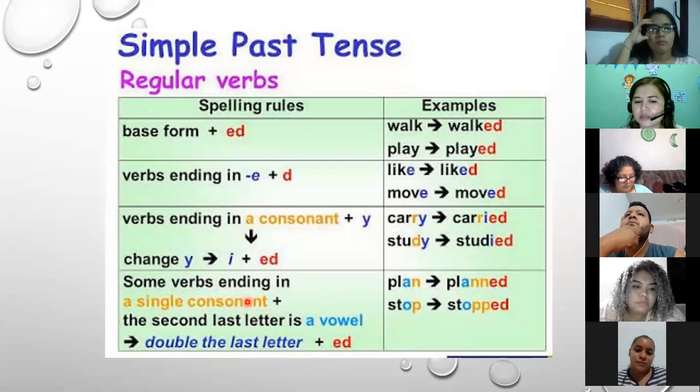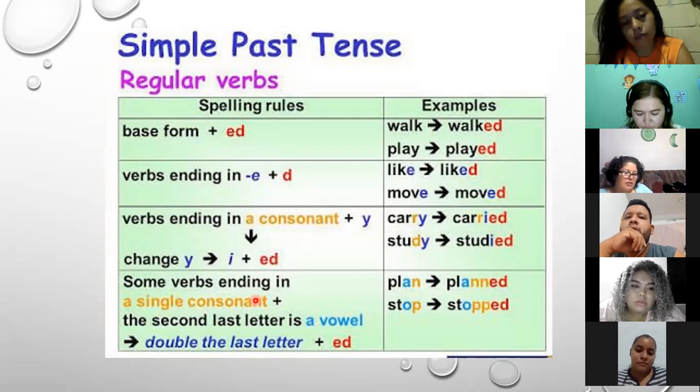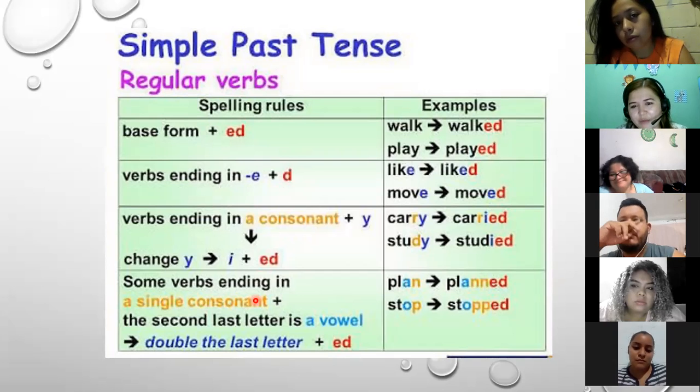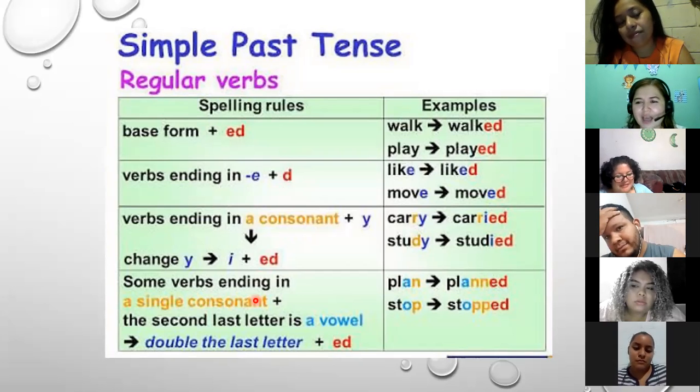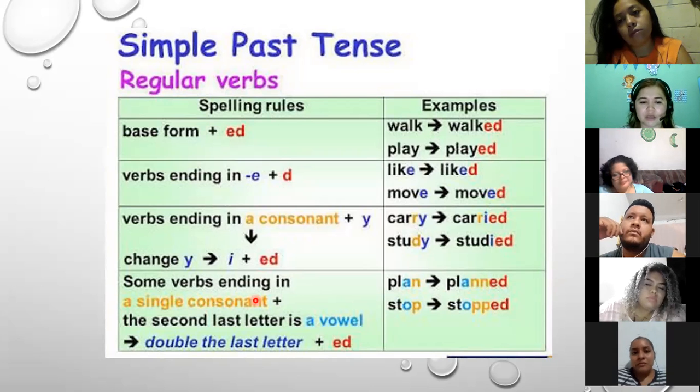Okay, ¿qué es una consonant? Consonant. ¿Qué es una consonant? Una consonant. Are the letters that don't have a sound. Exactly. Or the letters that are not vowels. The opposite of vowels, right? The vowels are I, A, E, O, right? So those are in Spanish, the vowels. So in English, the same, okay? The consonants are the letters that we have in the alphabet, okay? So if the verb ends in a single consonant, okay?